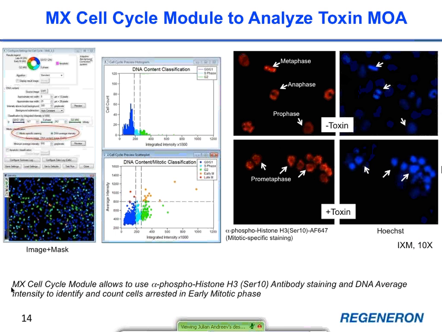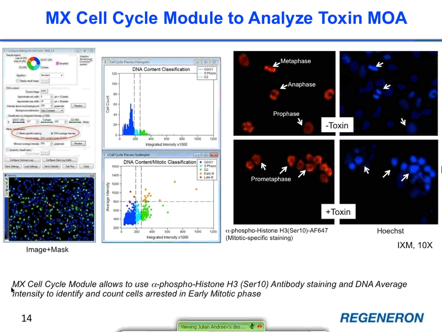MetaXpress, on the other hand, has a cell cycle module which is claimed to reliably identify adherent cells at different stages of the cell cycle based on DNA density or mitotic-specific staining. Well, indeed, as you see on the right panel, treatment of cells with toxin induces nuclear arrest in prometaphase stage, as identified by phospho-histone and mitotic-specific staining.